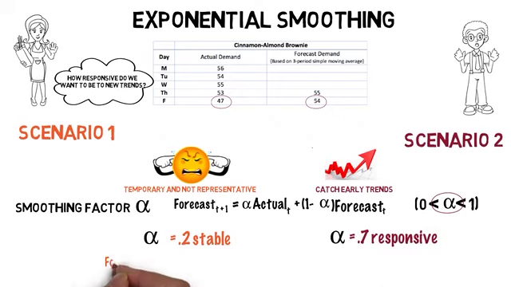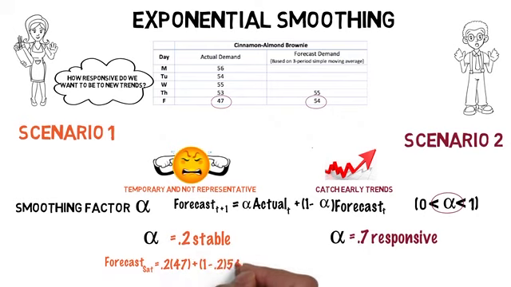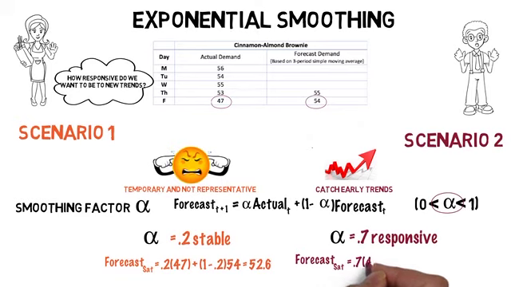Let's run the numbers for an alpha of 0.2. Your forecast for Saturday is equal to 0.2 times your actual demand for Friday, which was 47, plus 1 minus 0.2 times 54. That'll give you 52.6. Let's take a look at a more responsive forecast using an alpha of 0.7. Your forecast for Saturday will be 0.7 times 47 plus 1 minus 0.7 times 54, or 49.1.